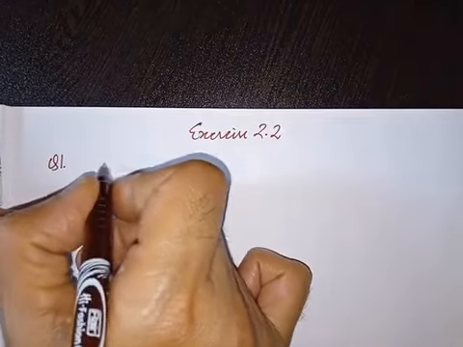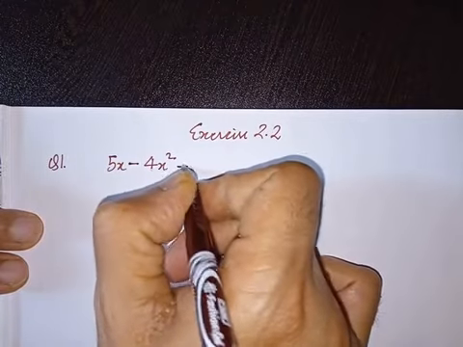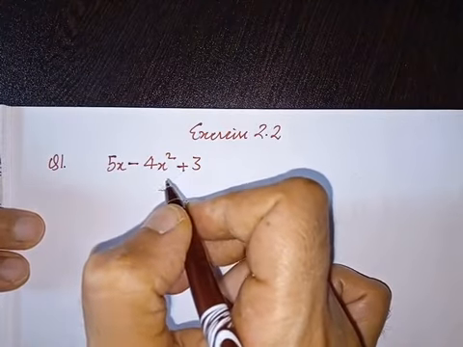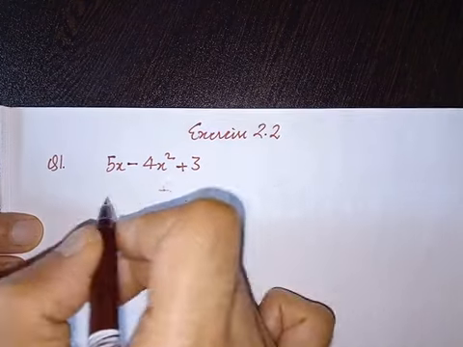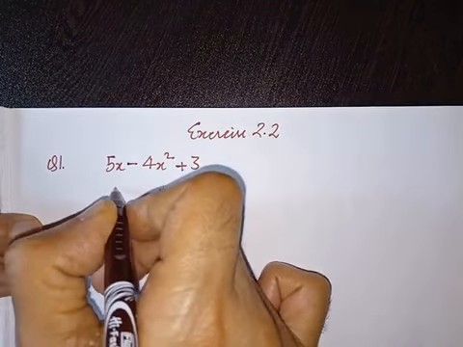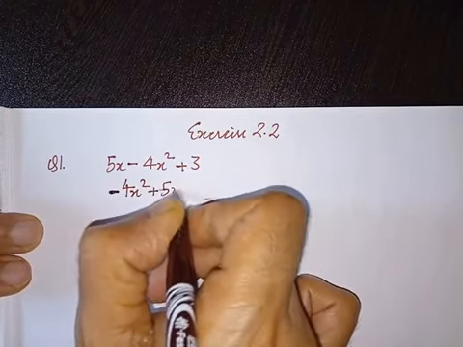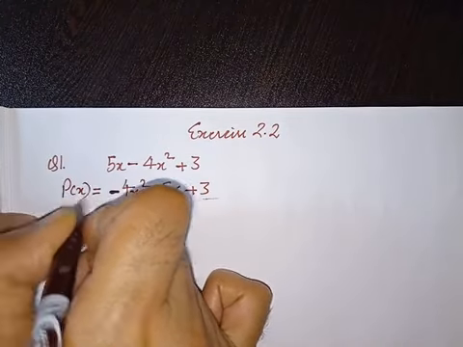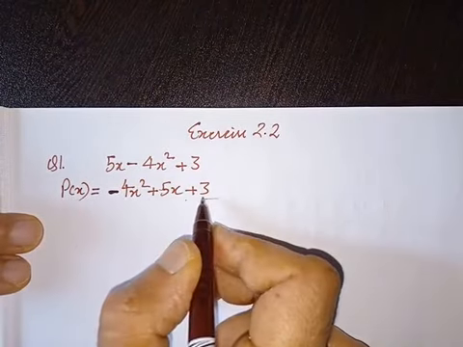Question number 1. Again the polynomial is 5x minus 4x square plus 3. And we have to find its value for x equals 0. So first we will write it in the standard form. So the standard form is minus 4x square plus 5x plus 3, and let us give a name to the polynomial. So the polynomial is p(x), that is polynomial in terms of x, as x is the variable here.